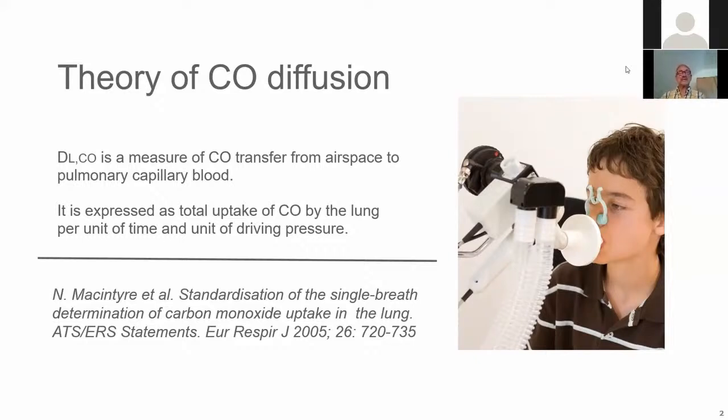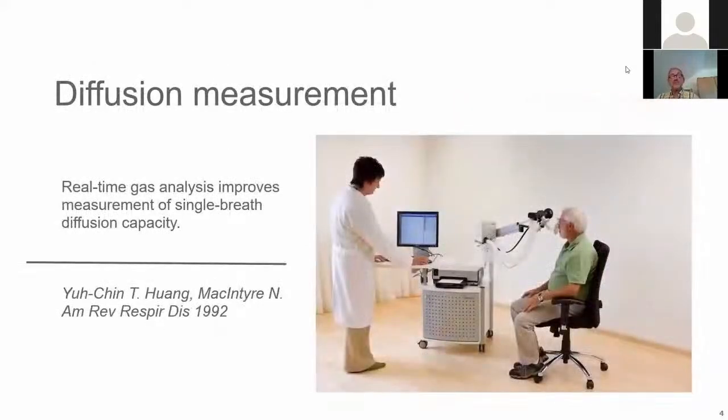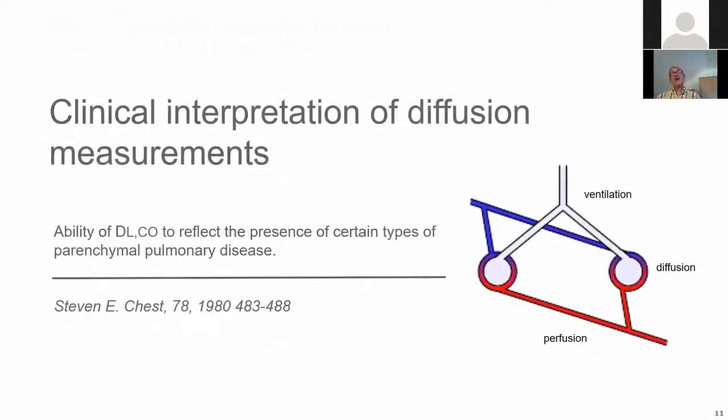So the unit is expressed by the unit of time and unit of driving pressure of CO. The diffusion measurement itself in the last time became standard to have fast gas analysis compared to the classical method where we used slow analyzers. We now have fast gas analyzers, and we get a lot more information based on the same principle and the same test. So now the clinical interpretation of the measurements.